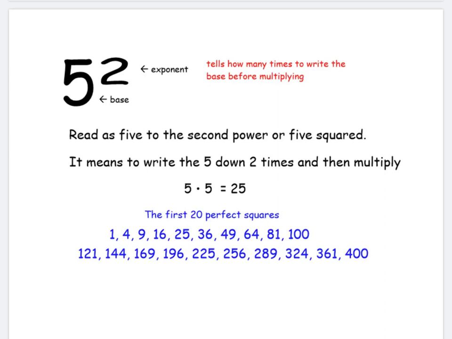That way you have a list of the first 20 so you don't have to do the multiplication over and over again, because you probably know the first couple, but once you get into the numbers above 10, 11, 12, and so on, they're probably harder for you to remember off the top of your head without doing the actual multiplication.